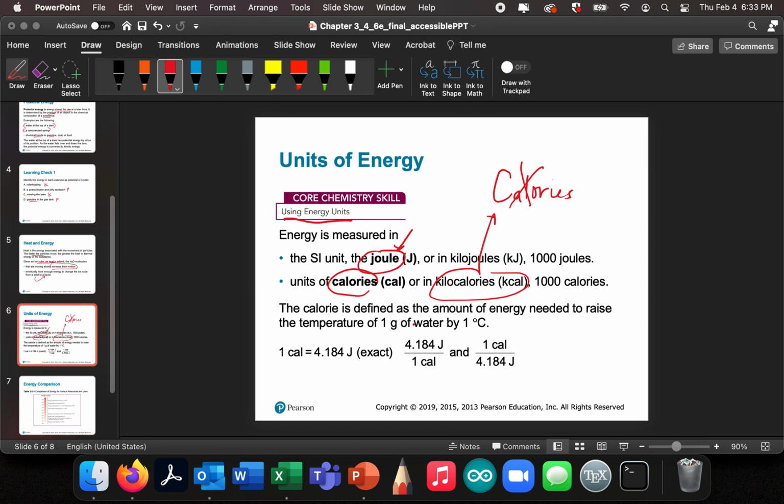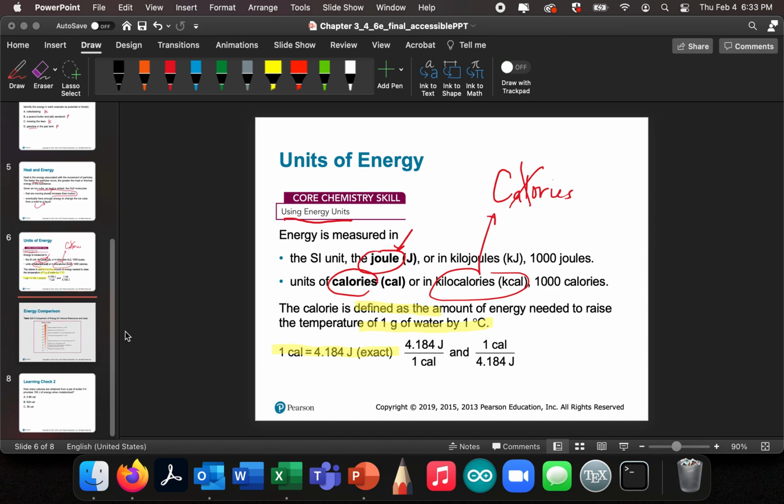So the calorie is defined as, this is a definition, the amount of energy needed to raise the temperature of 1 gram of water by 1 degree centigrade. Interesting. A calorie is the amount of energy needed to raise the temperature of 1 gram of water 1 degree centigrade, okay? And this is also a definition. It's exact. All right, so 4.184 joules is 1 calorie.